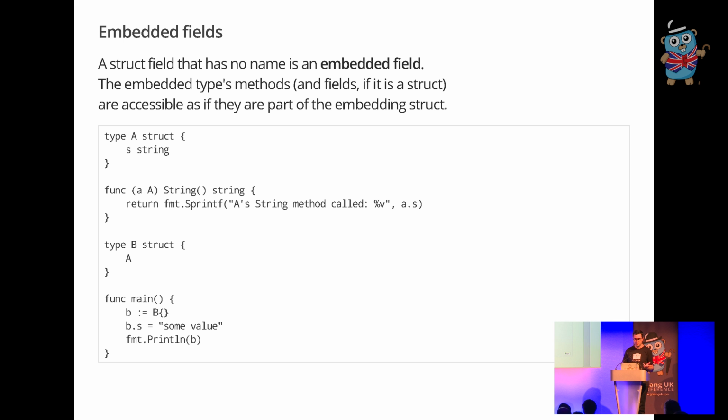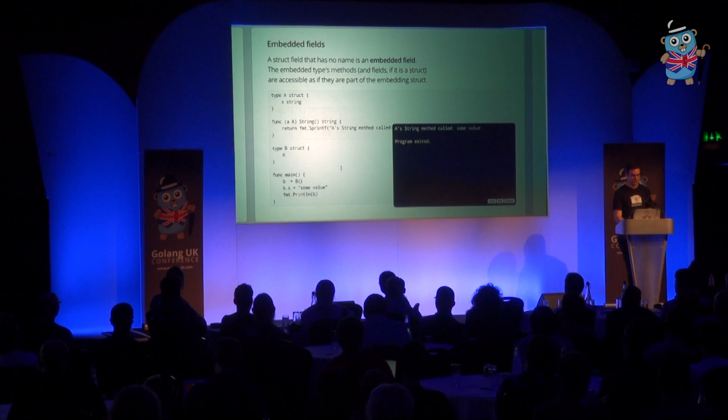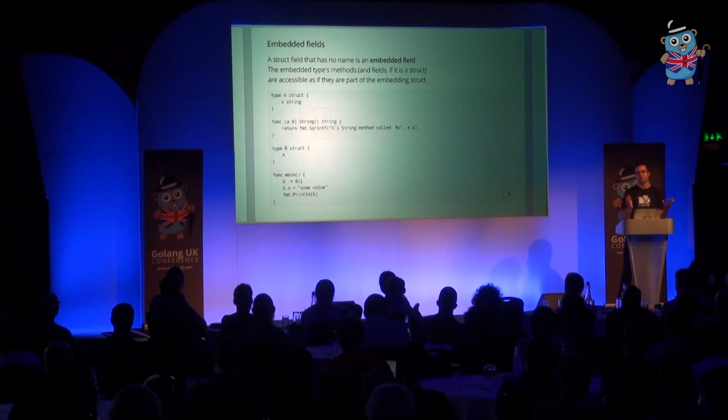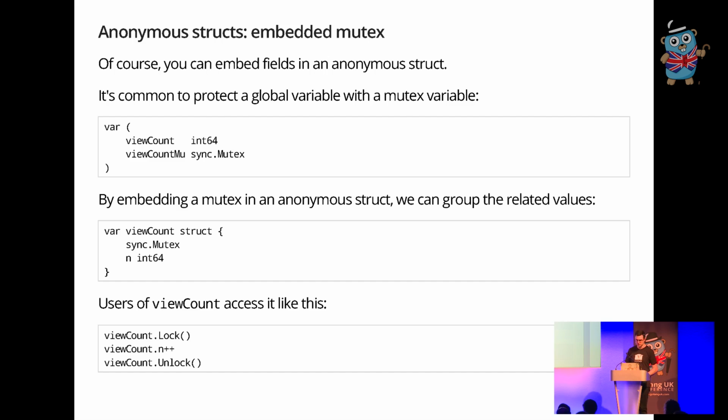So here I have a type A, which has a single field S, a string, and it has a string method on it. And I embed that struct A in struct B. And then if I have an instance of B, I can assign to B's field S, which is actually A's S. And if I call Println of B, it invokes the String method from A. And so that's a really convenient property, useful in many ways. But when you combine this with anonymous structs, you get an interesting kind of utility.